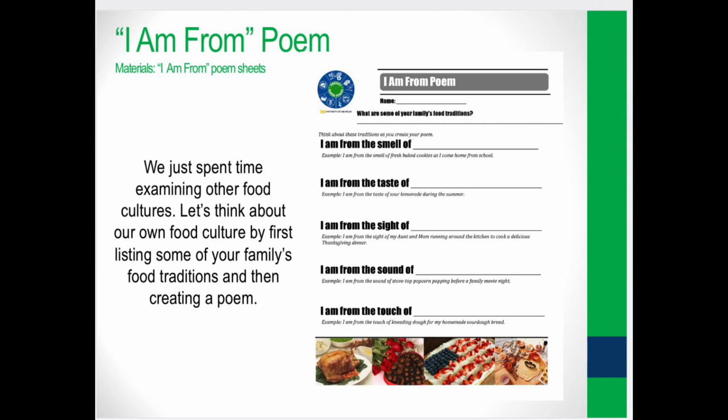As you can look, we have some examples. I am from the smell of fresh baked cookies as they come from school. I am from the taste of sour lemonade during the summer. I am from the sight of my aunt and mom running around the kitchen to cook a delicious Thanksgiving dinner. I am from the sound of stovetop popcorn popping before a family movie night. And I am from the touch of kneading dough for my homemade sourdough bread. So using your own examples, let's fill in the blanks and create your own I Am From food culture poem.